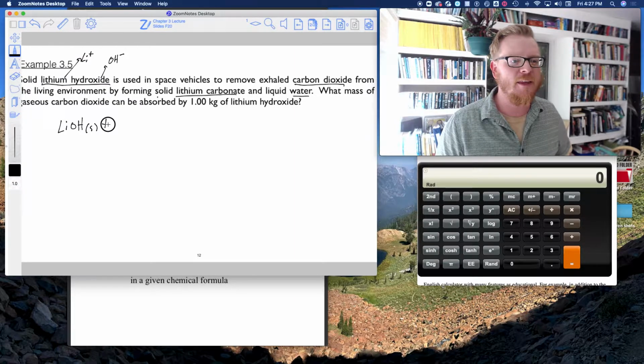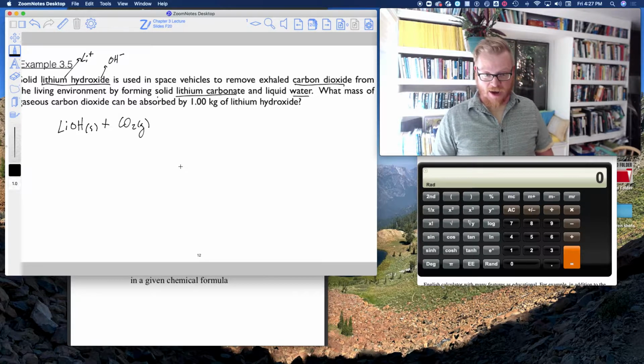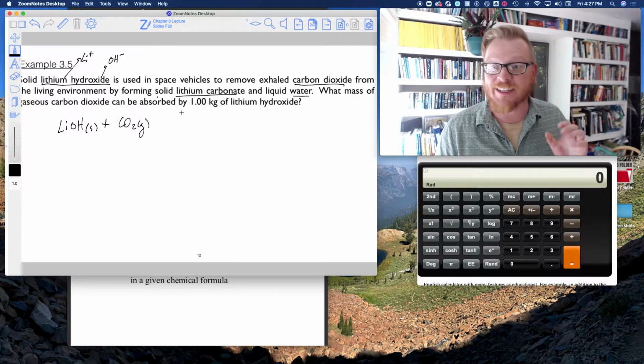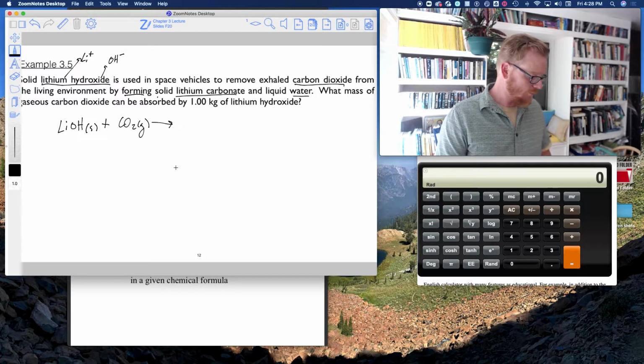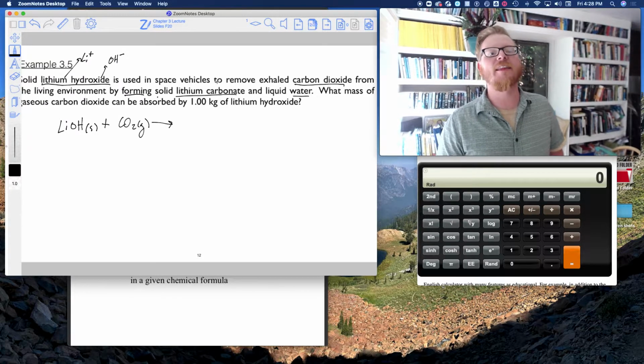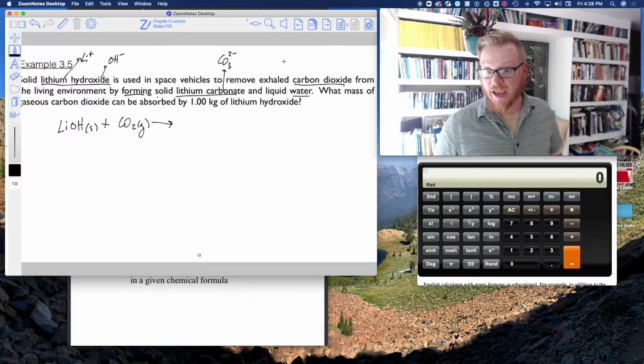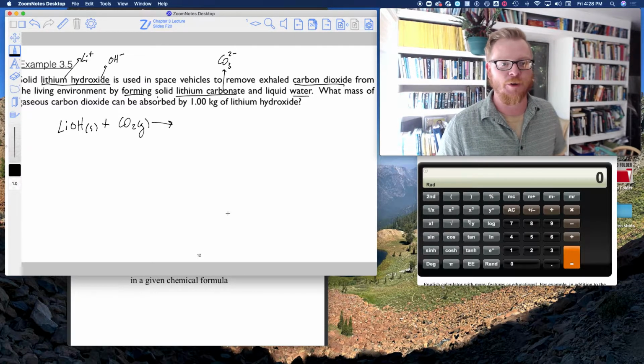So, solid lithium hydroxide is used in space vehicles to remove exhaled carbon dioxide. Okay, the lithium hydroxide is reacting with the carbon dioxide to remove it. So that means when something is getting removed, it's a reactant. When something is being formed, right, by forming, that means it's a product, okay? By forming solid lithium carbonate, okay, this one's tough. Carbonate is CO3, 2-, you knew that because you did your polyatomic ions and you made your note cards and stuff, so you're a good student. So you knew carbonate was CO3, 2-.